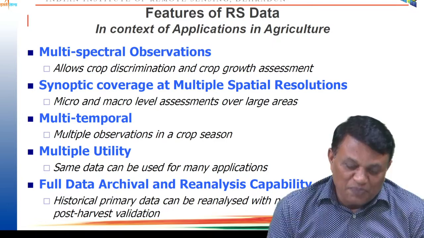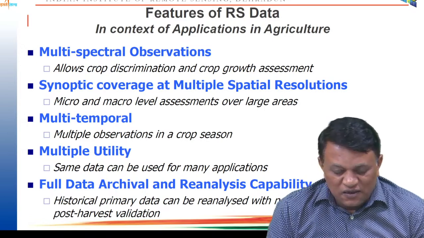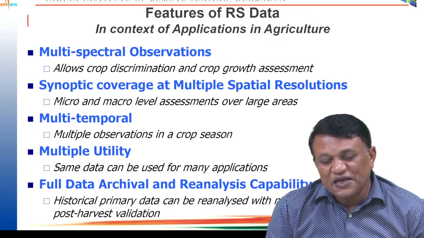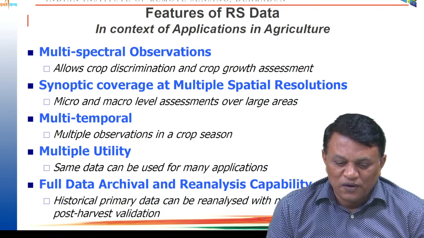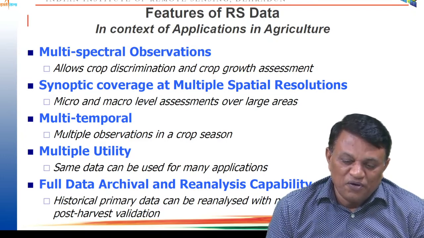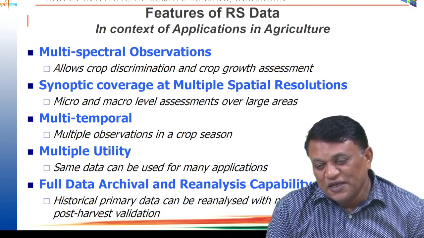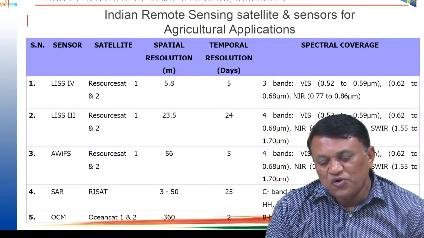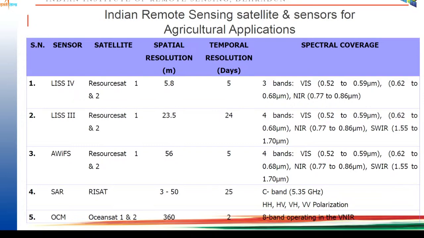Multiple utility: the same data, whether it is from Resourcesat, India's remote sensing satellite, or any other satellite, can be useful for crop mapping, crop monitoring, yield estimation, as well as land use land cover mapping and so on. So there are plenty of advantages that remote sensing data has with respect to its application in agriculture. As of now, Indian remote sensing satellites and sensors available for agriculture application are many.